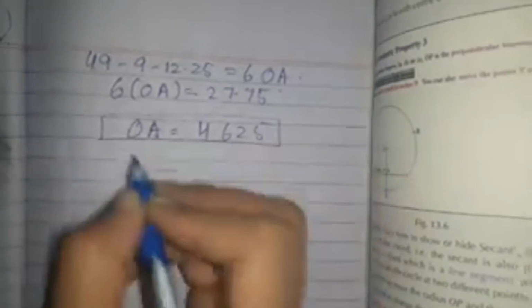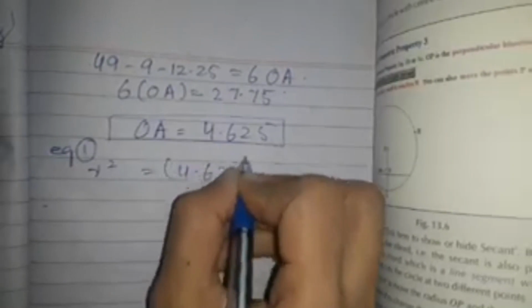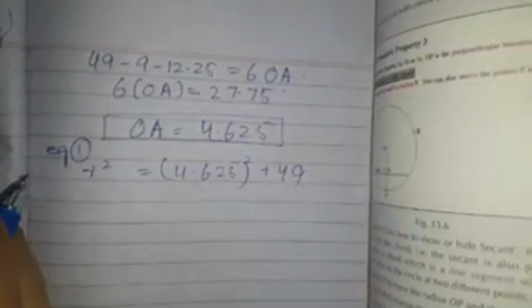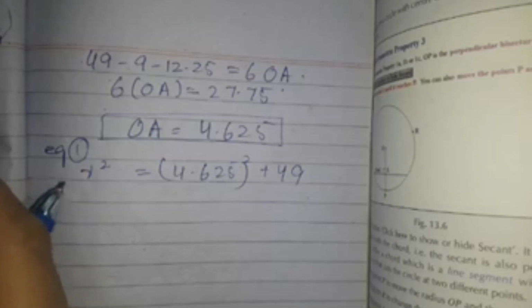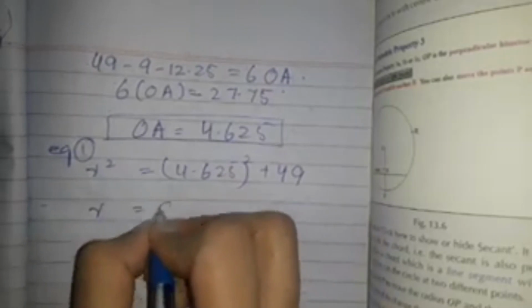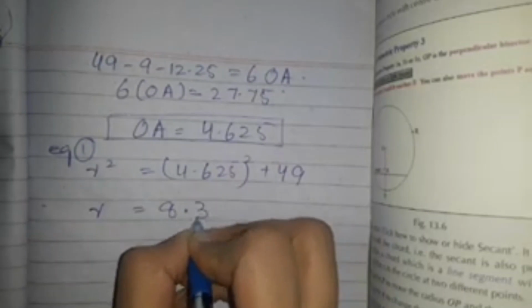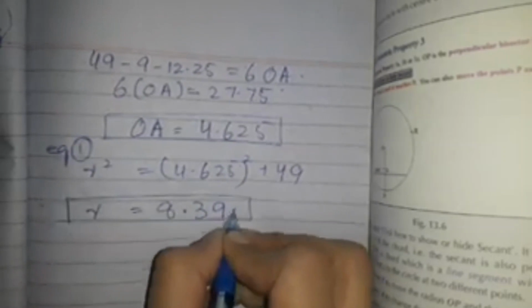Substitute in equation number 1 to find out the value of radius. So equation number 1 is R square is equal to 4.625 to the whole square plus 49. Taking the square of 4.625 and adding 49, and taking the square root of the answer, we get R is equal to 8.39. So this is our answer, which is the radius of this circle. I hope you understand this question.